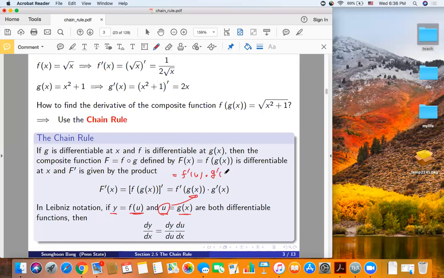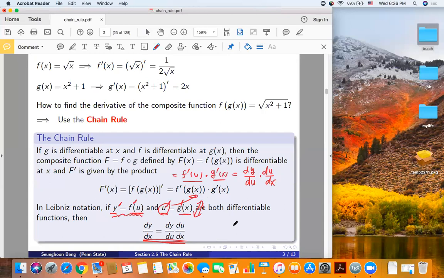I can change it. What is f prime of u? f prime of u is y prime. So we can use Leibniz notation. This is dy over du times g prime of x. g prime of x is u prime. So u prime is du over dx. So we have this result. This is exactly the same. So we call it the chain rule.